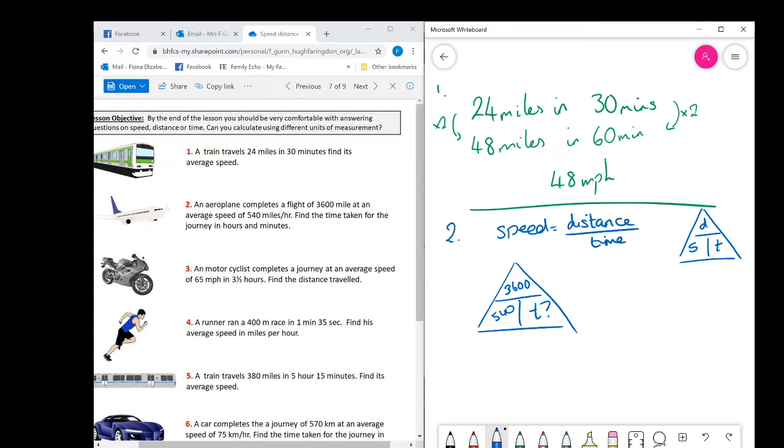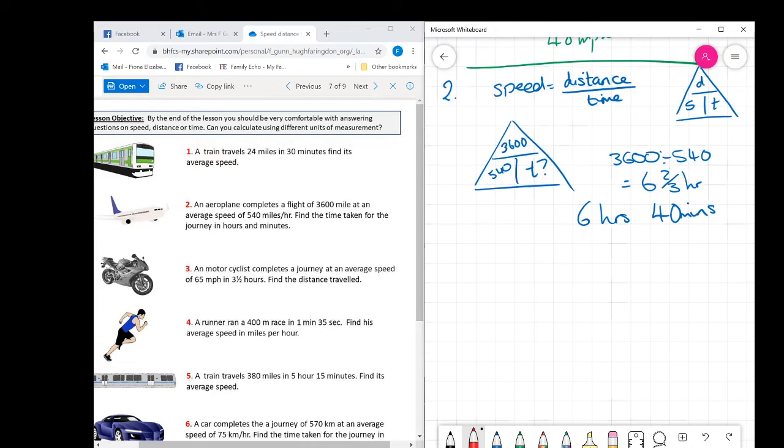Okay, so you can see from my speed, distance, time triangle, I've got to do a divide. So I've got to do the calculation, I'm getting my calculator out. 3,600 divided by 540 is 6 2/3 of an hour. Okay, now I perhaps could leave it like this, but because it says hours and minutes, I'll leave it an hour. So that's 6 hours. Now 2/3 of an hour. So 60 minutes divided into 3 is going to be 20 minutes. So 1/3 of an hour is 20 minutes. So 2/3 of an hour is 40 minutes.